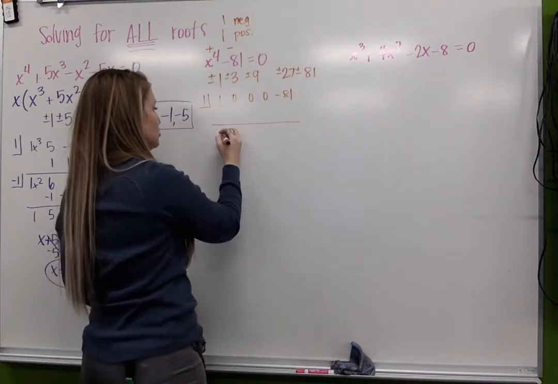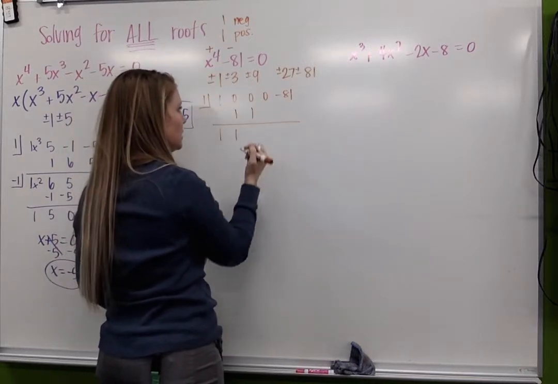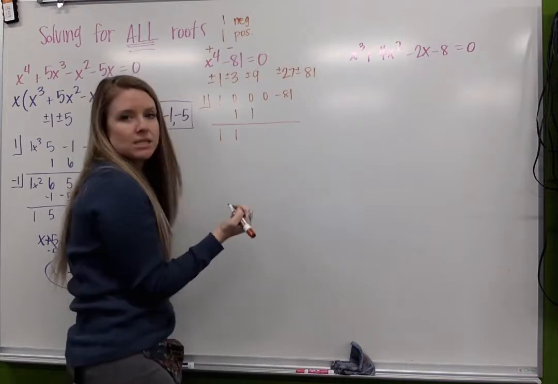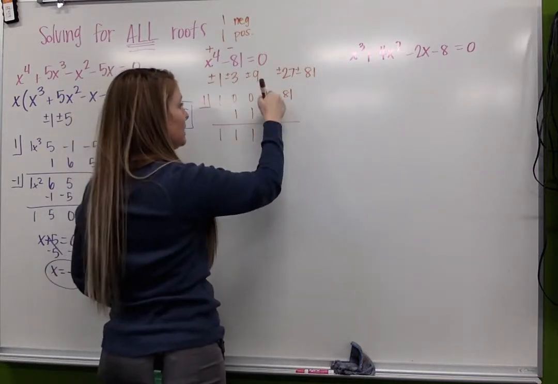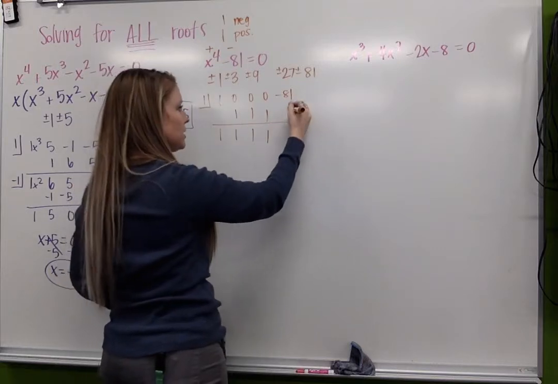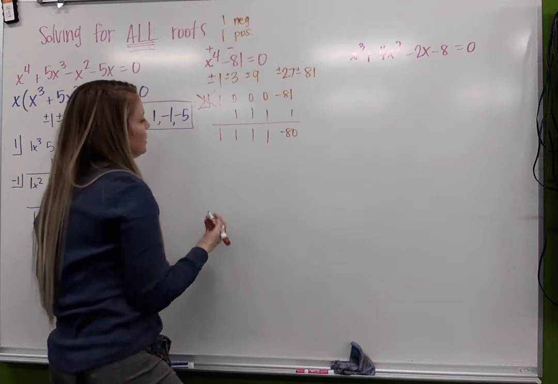All right. Drop the 1. 1 times 1 is 1. That's 1. 1 times 1 is 1. That doesn't seem like it's going to be building. I get 1. 1 times 1 is 1. 0 plus 1 is 1. 1 times 1 is 1, and 1 plus negative 81 does not work. All right.